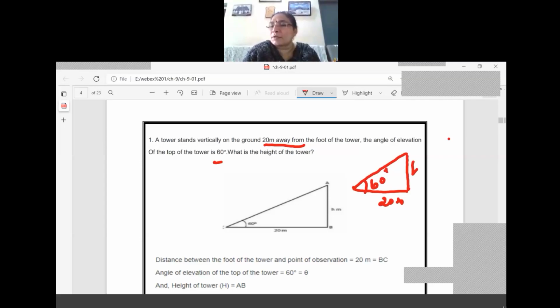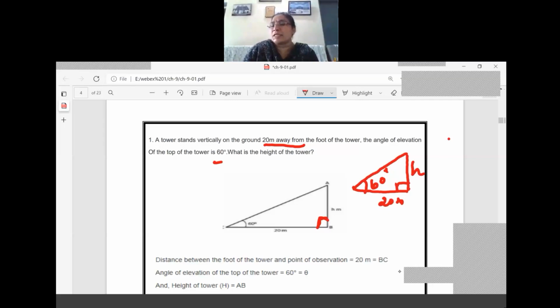Now, what is the height of the tower? This is what the question is asking. The first point is that here we have to make a 90 degree angle in the diagram, then only we can proceed. Now h should be calculated. That is the next step. With respect to trigonometric ratios, we have to find what is h.